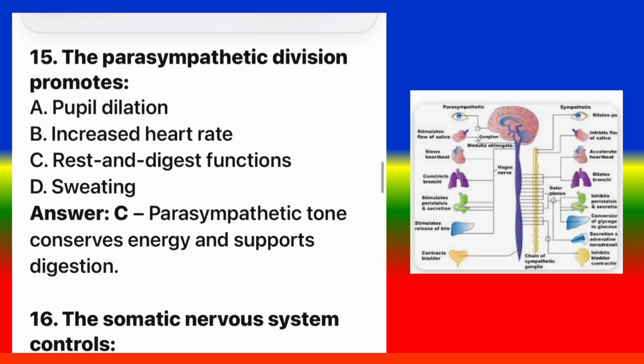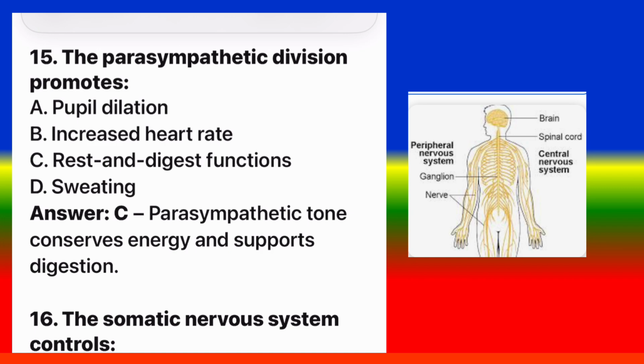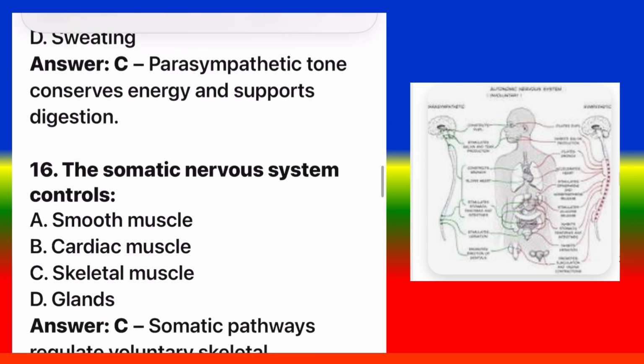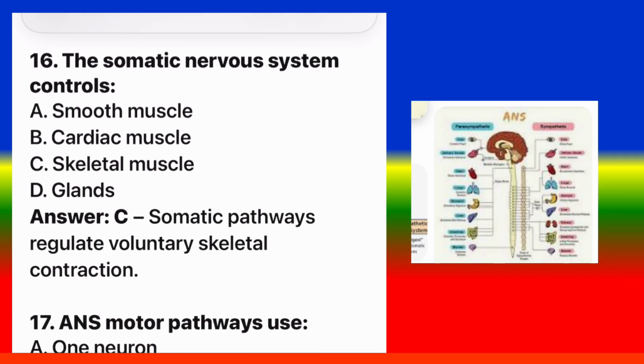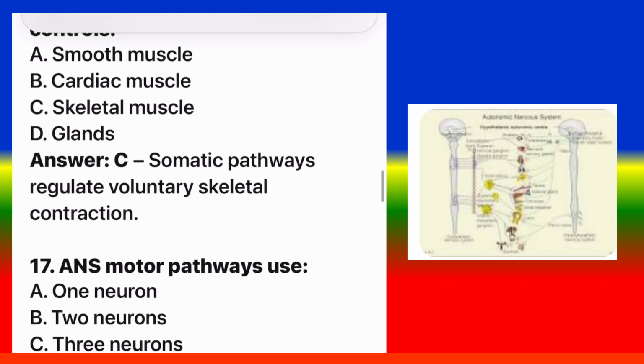15. The parasympathetic division promotes A, pupil dilation, B, increased heart rate, C, rest and digest functions, D, sweating. Answer C, parasympathetic tone conserves energy and supports digestion. 16. The somatic nervous system controls A, smooth muscle, B, cardiac muscle, C, skeletal muscle, D, glands. Answer C, somatic pathways regulate voluntary skeletal contraction.